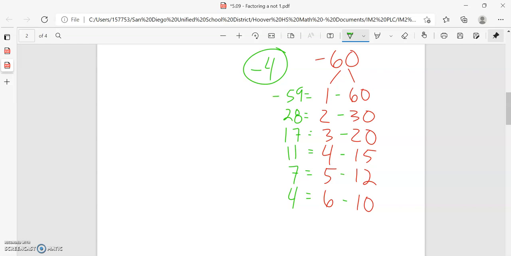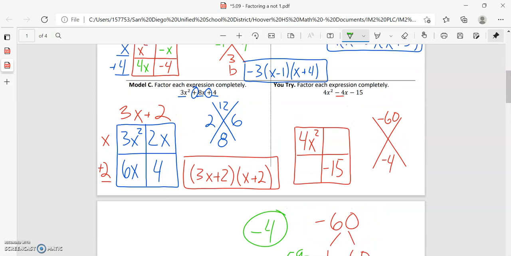1 minus 60 is negative 59. 2 minus 30 is negative 28. Negative 17, negative 11, negative 7, and negative 4, which now we have found our magic numbers, 6 and negative 10. 6x, negative 10x. Now let's factor out. Going upwards, what can we pull out? They're both even, so we can pull a 2 out. Maybe a 4, but a 4 does not go into 10, so 2 is as much as we can do, and the x.